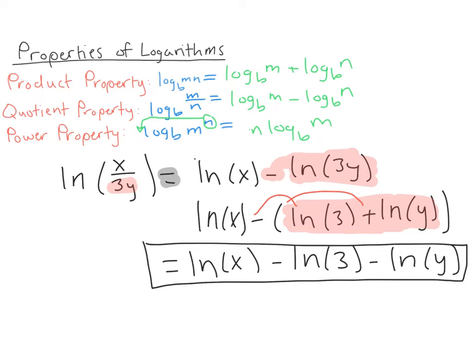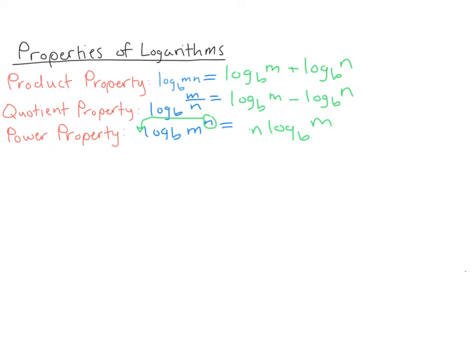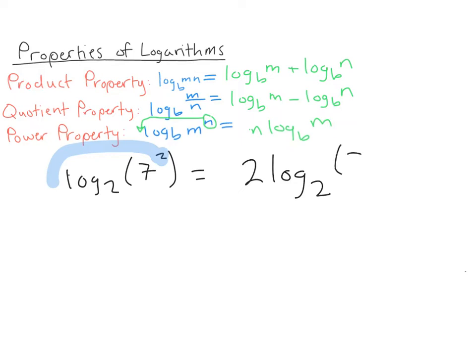So let me erase this. Alrighty, so here's an example. You've got log base 2 of 7 squared, okay? So looking at this right here, using the power property, what this means is we're going to take this value that's right here and we're going to put it right here. So let's go ahead and do so and see what it looks like now. It looks like 2 log base 2 of 7.